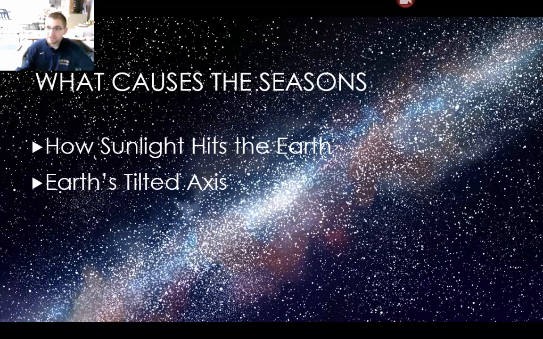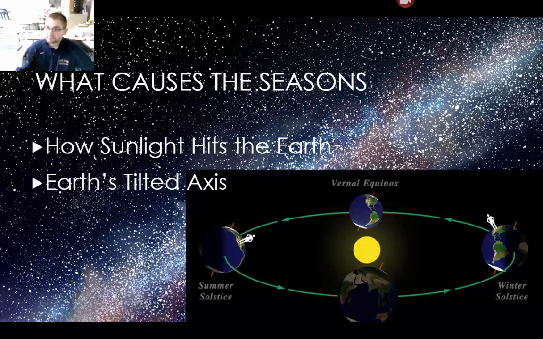Another reason for our seasons is the tilt of our axis. We are set at a 23.5 degree tilt. That tilt does not change. During our summer solstice, the northern hemisphere is directly towards the sun. And as the year continues, we get to the winter solstice, where the northern hemisphere is tilted away from the sun. These changes as our planet orbits the sun lead to our seasons.